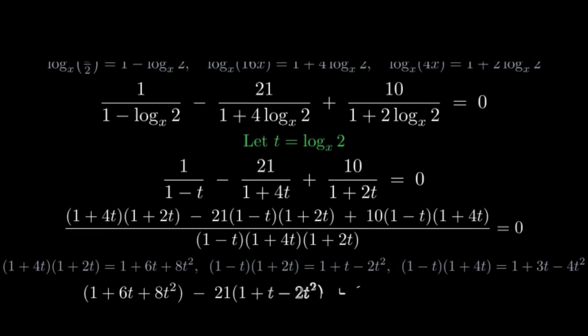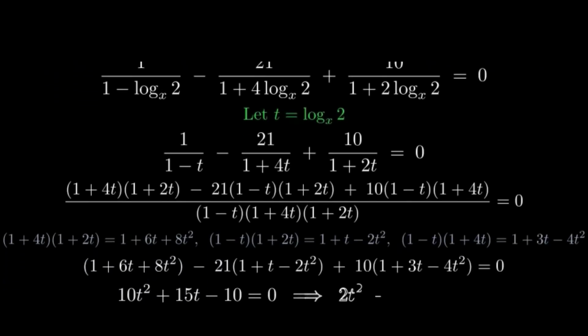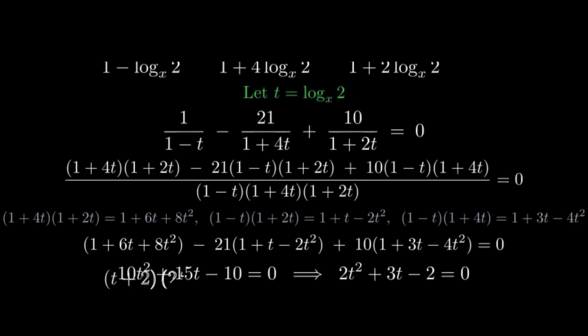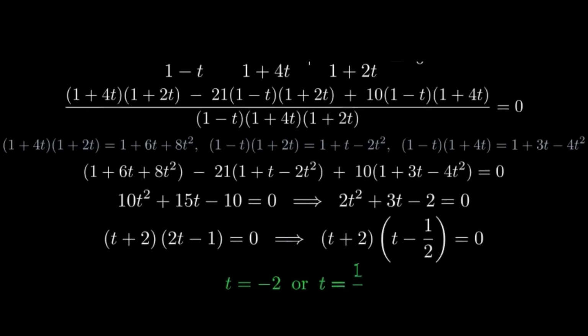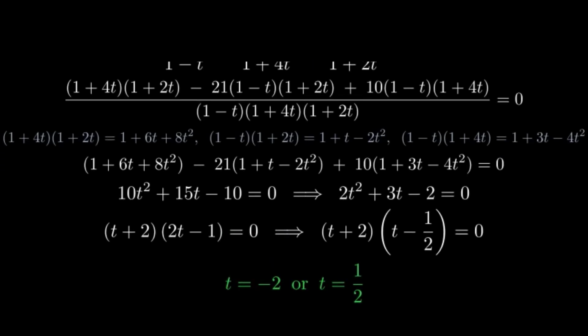Step 6. Factor the quadratic. 2t squared plus 3t minus 2 equals 0 factors as t plus 2 times 2t minus 1 equals 0. Therefore, t equals negative 2, or t equals 1/2. Step 7. Substitute back t equals log base x of 2 to solve for x.